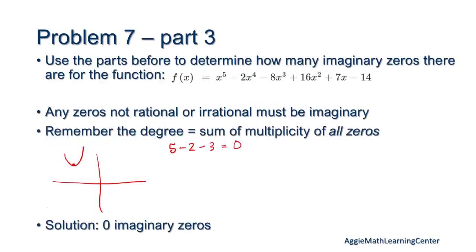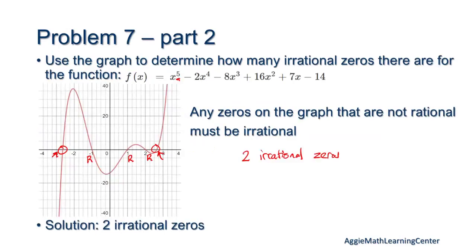Also, one thing to note, I believe on the test, when you have something that bounces off the x-axis, it has a multiplicity of 2, but it only counts as 1 zero. So when you're adding up for multiplicity, you need to account for it having 2 there. But when you actually put it as the answer on the test, when you list the zeros, there is only 1 zero there. So that's an important thing to note.